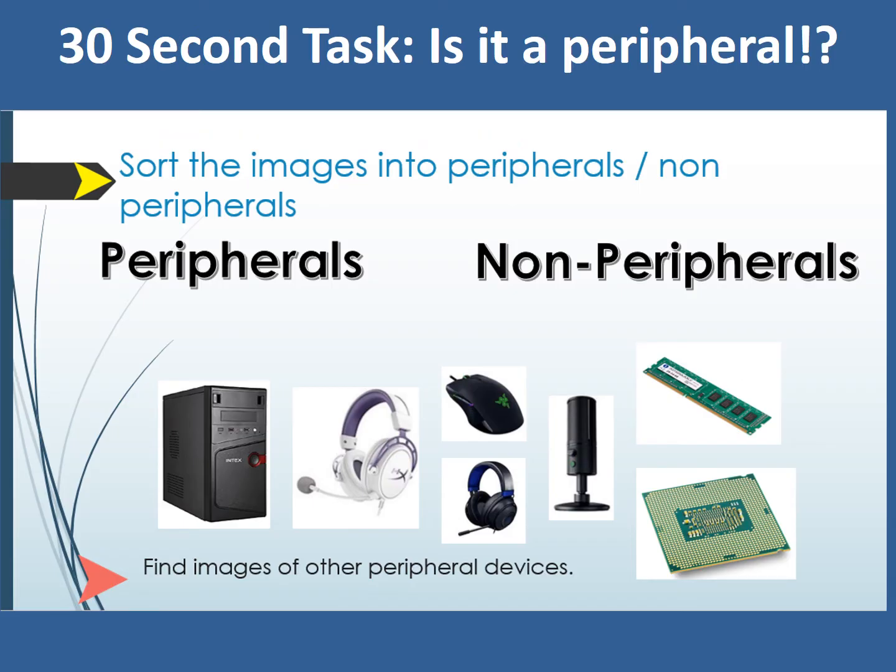I want you to find this page in your workbook and split up the images under peripherals or non-peripherals. Which ones do you think go under which heading? Make sure you pause the video and then we'll have a look at it. So you should have paused the video and completed this task. The peripherals are things that are outside of the computer, outside of our computer box really. So our headphones, our mouse, our microphone, everything else are non-peripherals. They're inside our computer box.